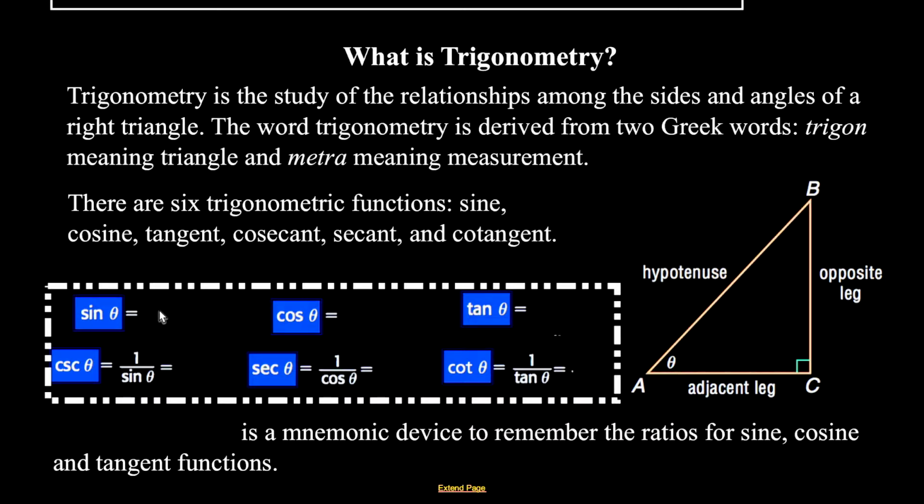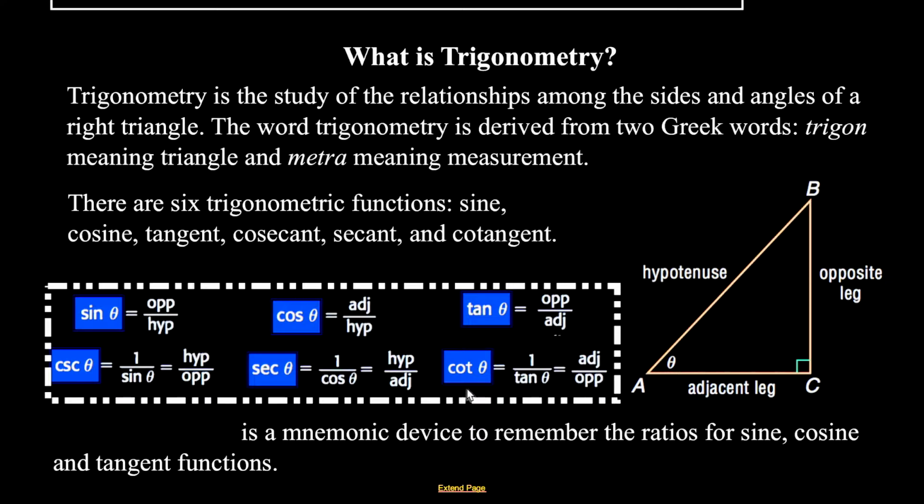And we're going to define all 6 of these trig functions in terms of the ratio of the side lengths. So the sine of theta is the ratio of the opposite leg over the hypotenuse. The cosine is adjacent over hypotenuse, and the tangent is opposite over adjacent. The cosecant then is just the sine flipped over. It's hypotenuse over opposite. The secant is the reciprocal of cosine, and that one is hypotenuse over adjacent, and then cotangent is adjacent over opposite.